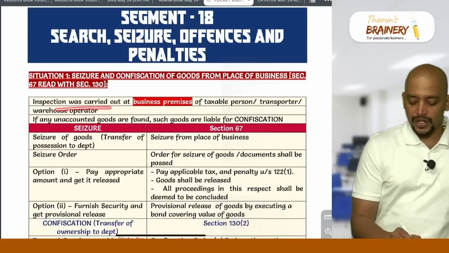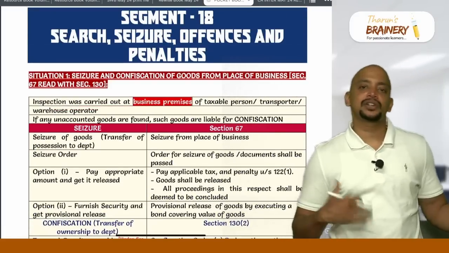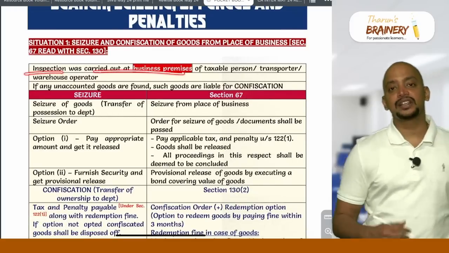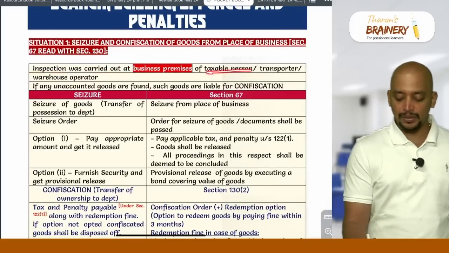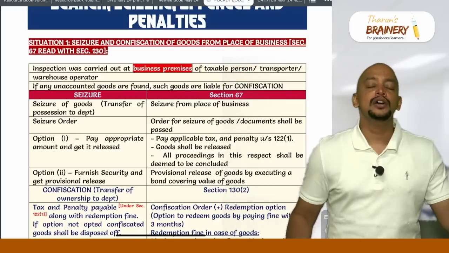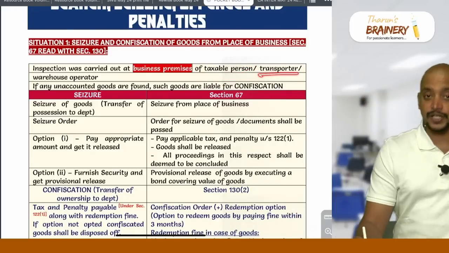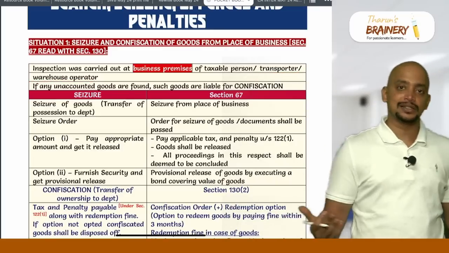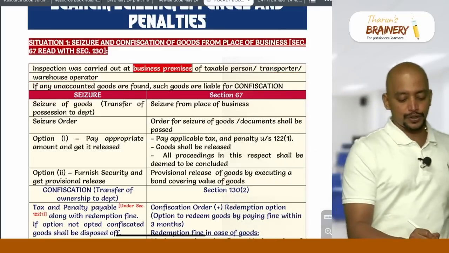Inspection was carried out. Here search and inspection are used interchangeably in GST law. Inspection was carried out at the business premises of the taxable person. Taxable person means either a registered person or a person liable to get registered, a transporter or a warehouse operator. Sir, can any other premises also be searched? Yes, any other premises can also be searched.